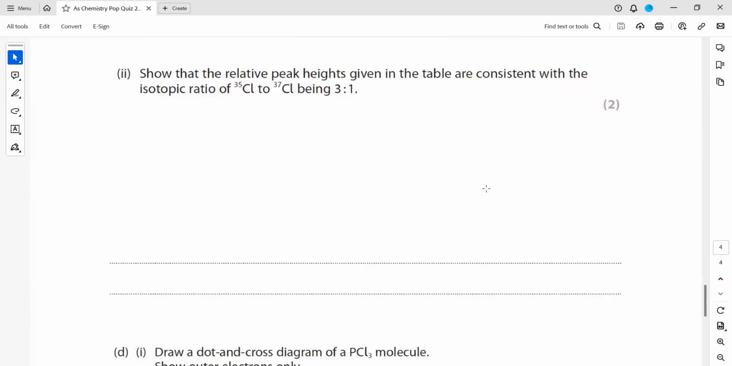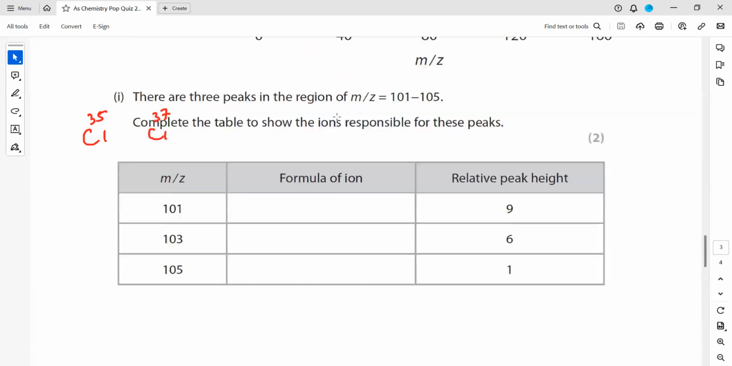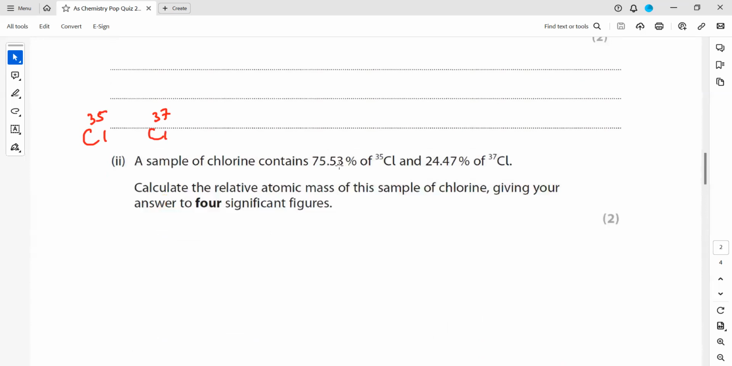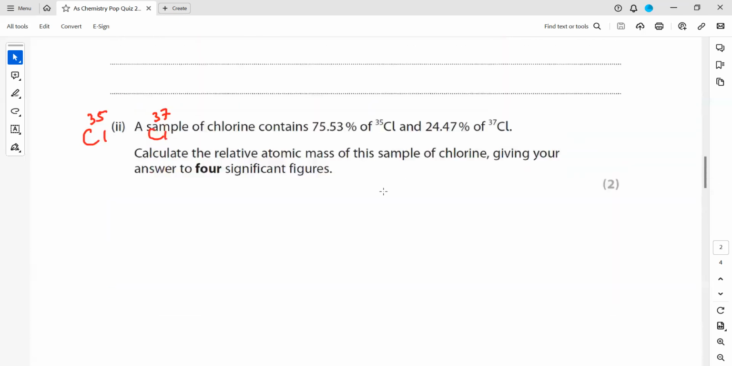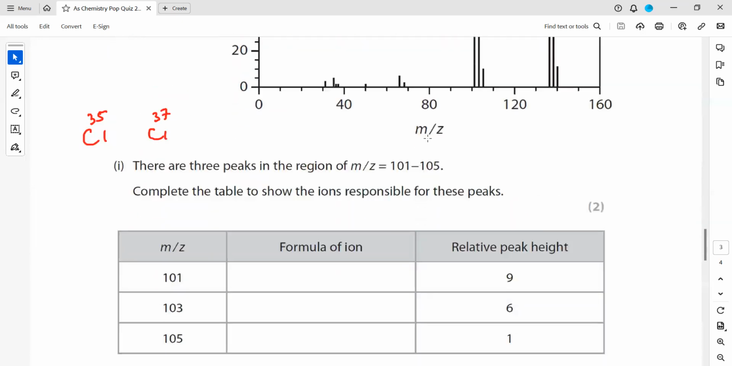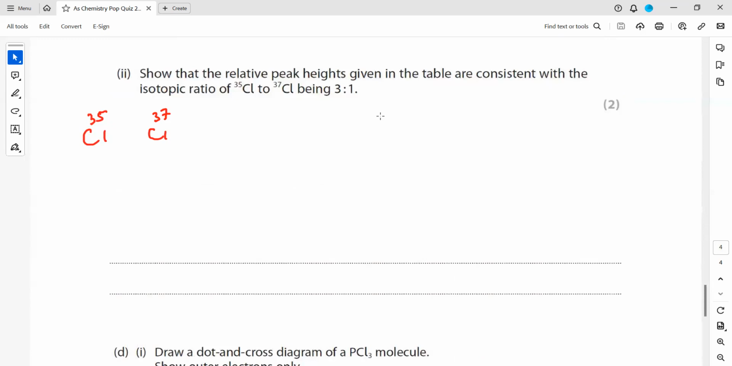Then we have to show that the relative peak height given in the table is consistent with the ratio of chlorine 35 to 37, which is 3:1. Look at how we can work it out. As we know, we have chlorine 35 and chlorine 37. We use the ratio of their percentages given at the beginning of the question, 75.53 and 24.47. If we divide both of them by 24.47, chlorine 35 will be 3. So if we have a total of 4 parts, 3 parts will be chlorine 35 and 1 part will be chlorine 37.